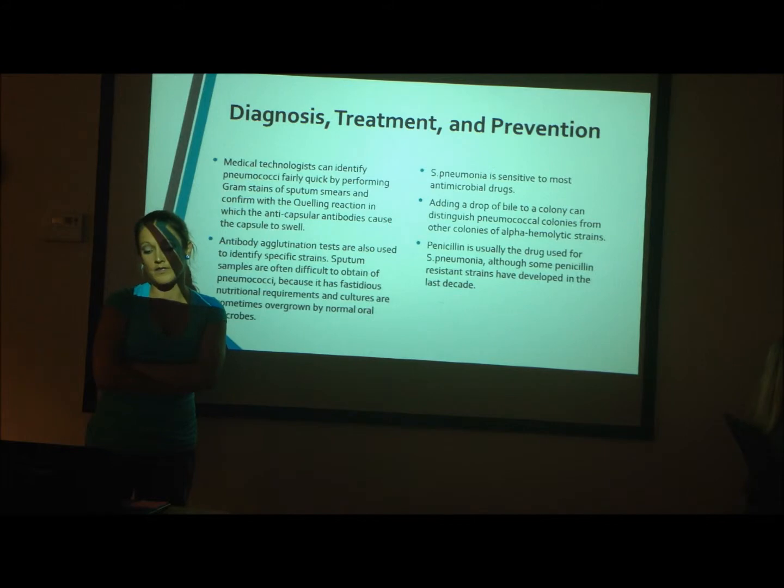Sputum samples of pneumococci are often difficult to obtain because it has fastidious nutritional requirements, and cultures are sometimes overgrown by normal oral microbes. Streptococcus pneumoniae is sensitive to most antimicrobial drugs. Adding a drop of bile to a colony can distinguish pneumococcal colonies from other colonies of alpha-hemolytic strains. Penicillin is usually the drug of choice for Streptococcus pneumoniae. However, some penicillin-resistant strains have developed in the last decade.